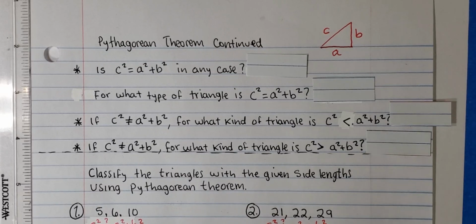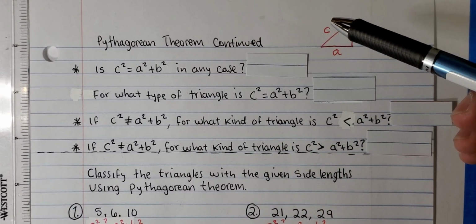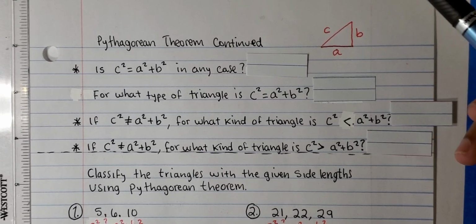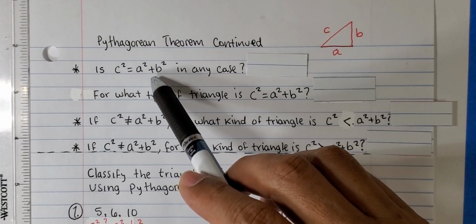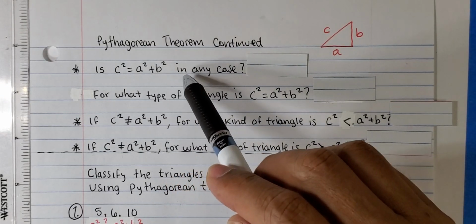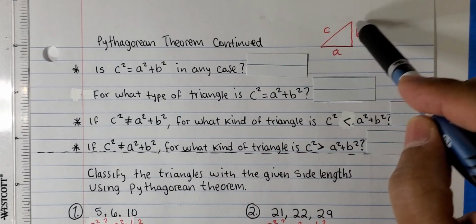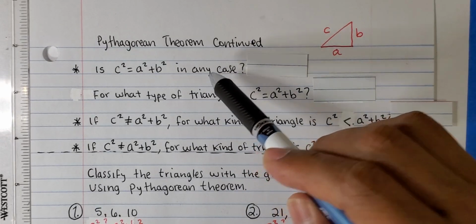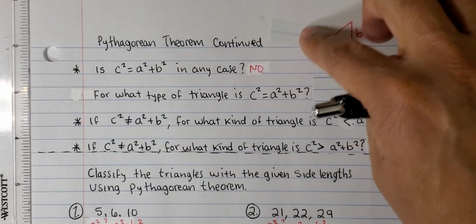In this part of the lesson, we are going to continue with the Pythagorean Theorem, and the Pythagorean Theorem can also help you classify triangles. Question number one is asking, is the Pythagorean Theorem going to work in any case? That means any type of triangle. We don't know if this is a right triangle. Can we apply the Pythagorean Theorem to this triangle? The answer to this question is we can't.